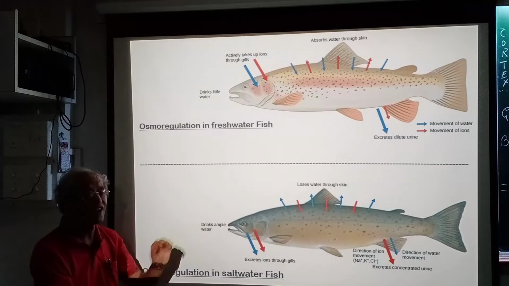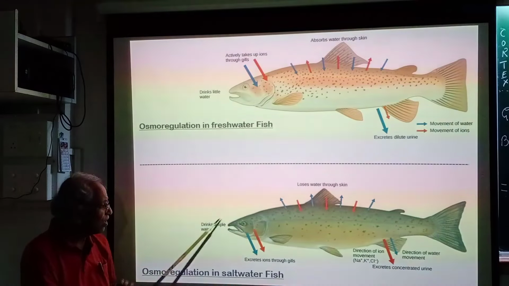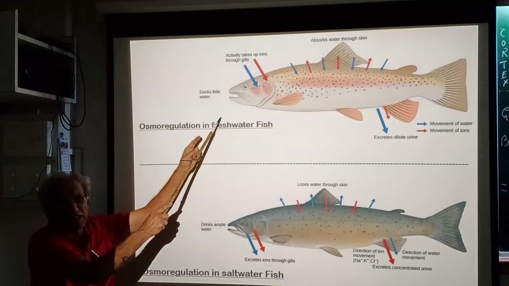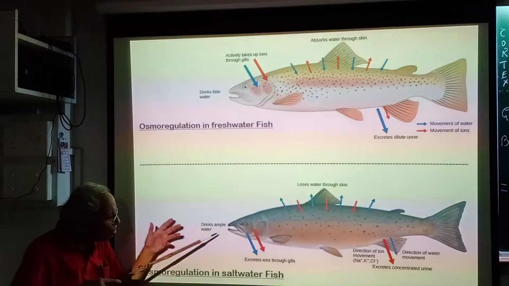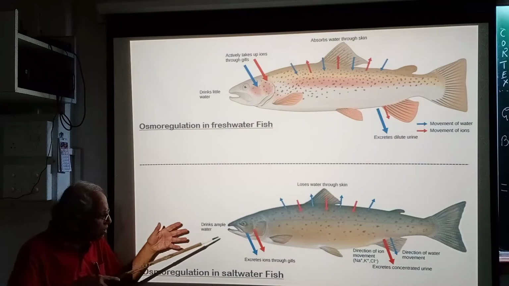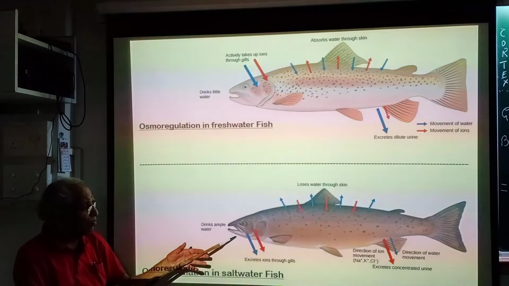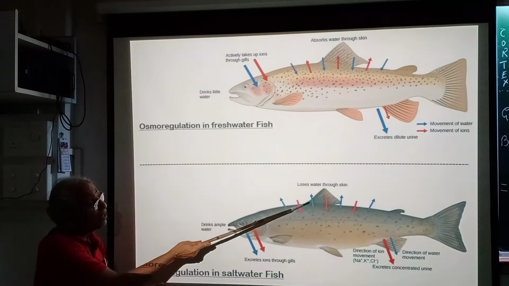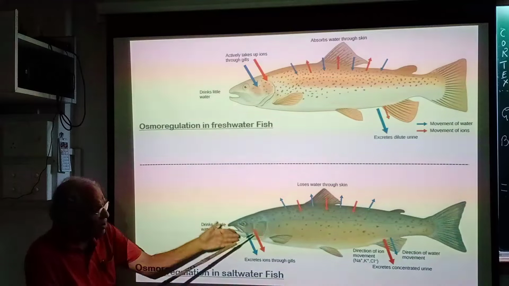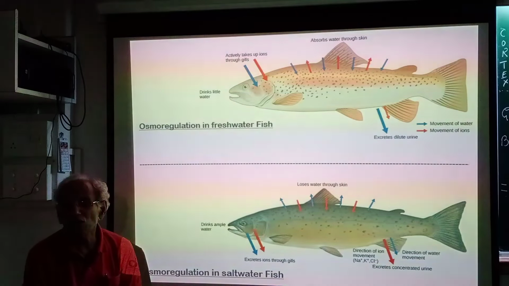But the nature will not allow that to happen because there are interesting things. It drinks a lot of water. This does not drink water or drinks less water. And this drinks, the marine fish which is in salt water will drink a lot of water. What is the purpose? Because water is continuously being lost, and so it will drink water. But the problem is when it will drink water, the water contains a lot of salts.